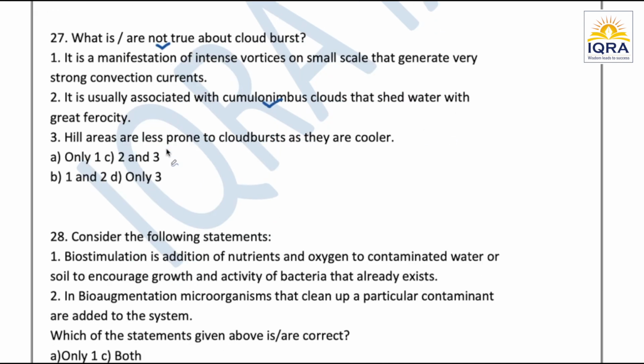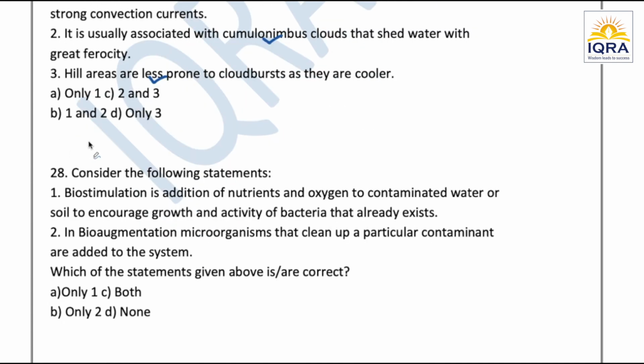All right. Statement 3 says that hill areas are less prone to cloudbursts as they are cooler. So this is a wrong statement because cloudbursts do happen in the plains as well, but there's a greater probability of them occurring in the mountainous zones. So it has to do with the terrain. All right, this is what we studied about its occurrence. If you talk about the definition of it, the cloudburst is a sudden rainfall where the precipitation rate is equal to or greater than 100 mm per hour. Hence option D is the correct answer.